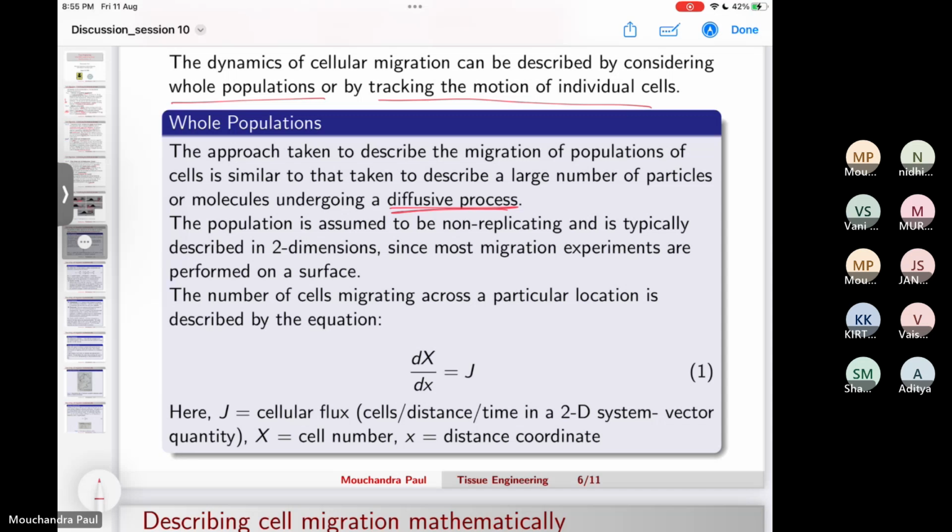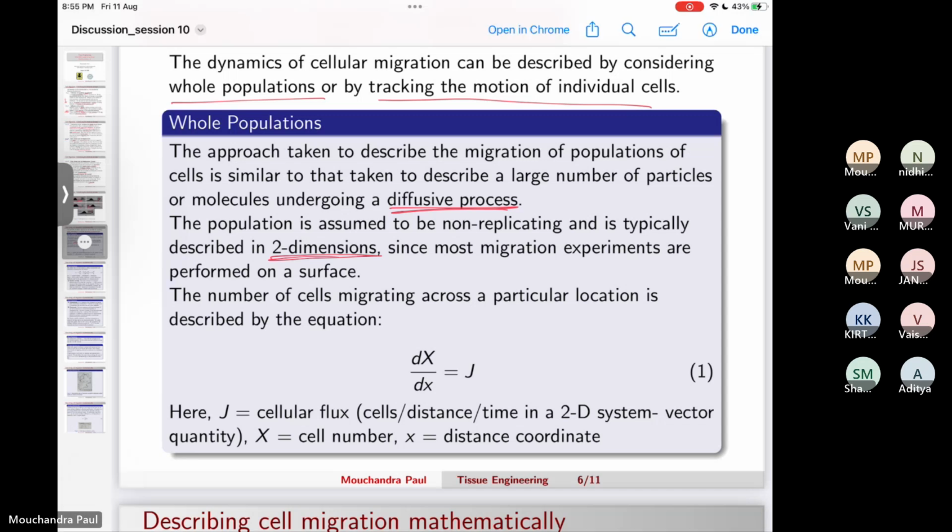So this whole population approach also assumes that all the cells involved are not replicating. So they are not undergoing any cell division; they are only migrating. Only the migration process is being assumed. And the cell migration process is studied in 2D. You take a substrate on which the cells are migrating, so you must remember it is a 2D process. All the experiments used to quantify cell migration are done on substrates, like on a flat surface.